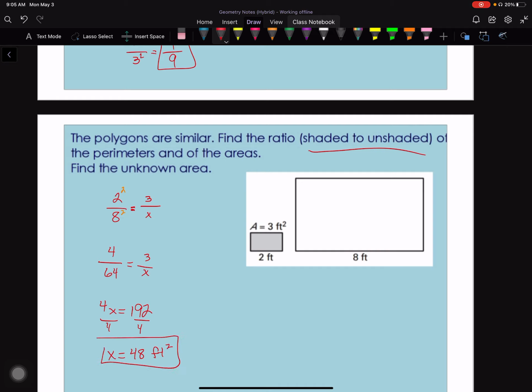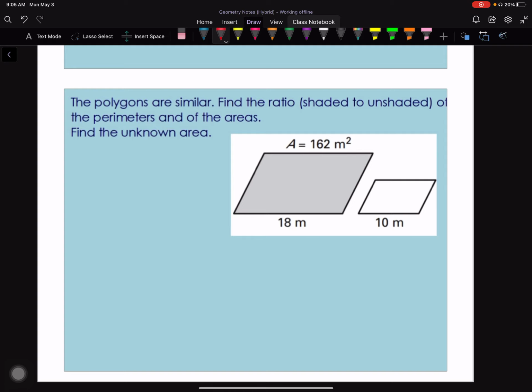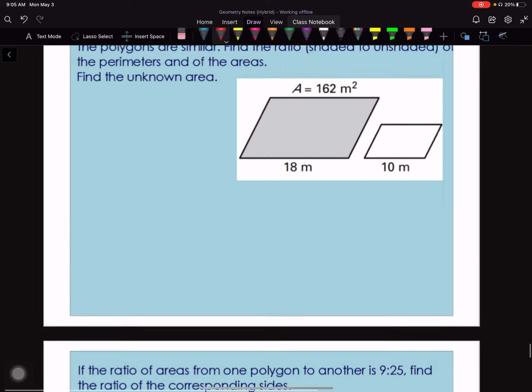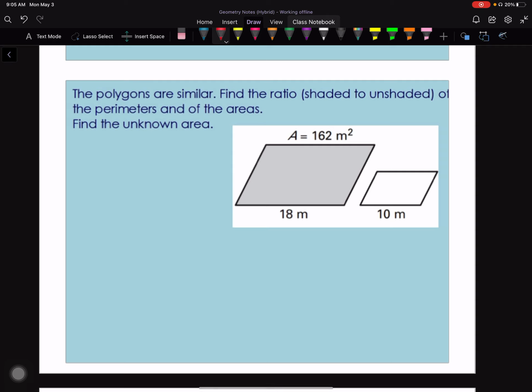So remember, if you want to set the areas of the two shapes equal to each other, you have to square the relationship of the sides. So let's try another one here. We have find the ratio shaded to unshaded of the perimeters and find the unknown area again. So let's start with the sides. The sides are going to be 18 to 10, shaded to unshaded again. I should have done this on the last one, but you really should simplify first. So 18 and 10 could both be divided by 2, so 9/5. The area of the shaded parallelogram is 162. The area of the unshaded we don't know, so let's call it x.